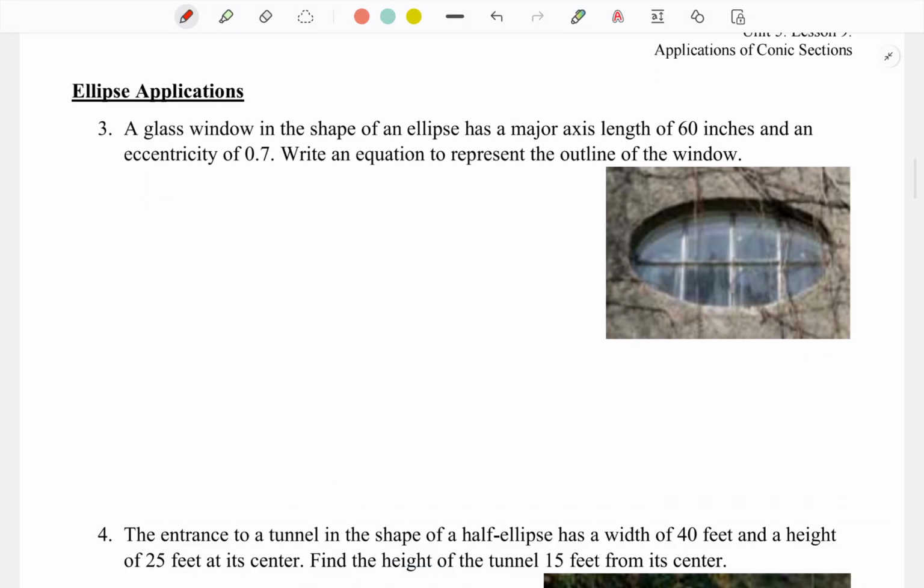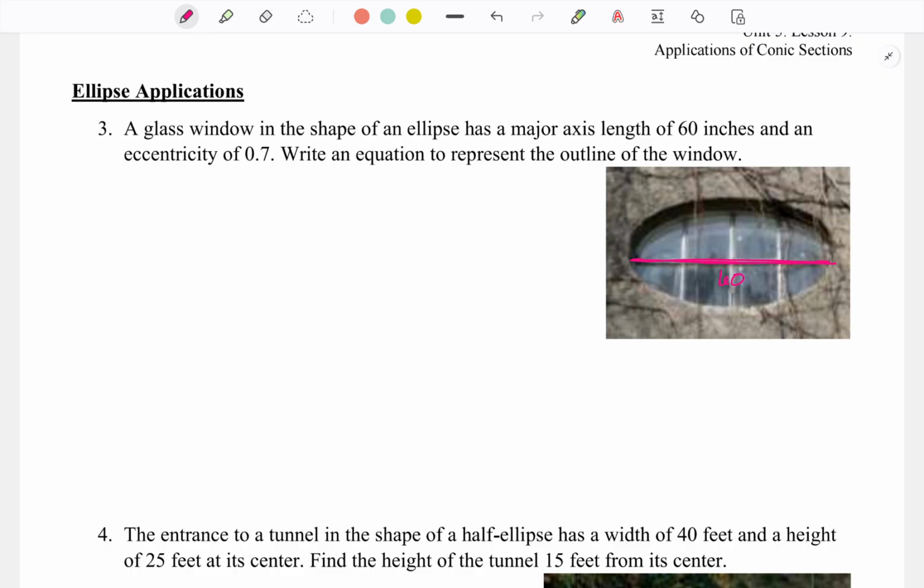So let's look now at ellipses and some applications that we can use for those. We have a glass window in the shape of an ellipse that has a major axis of 60 inches. That's going to be the longest axis. And an eccentricity of 0.7. So we need to write an equation to represent the outline of the window.